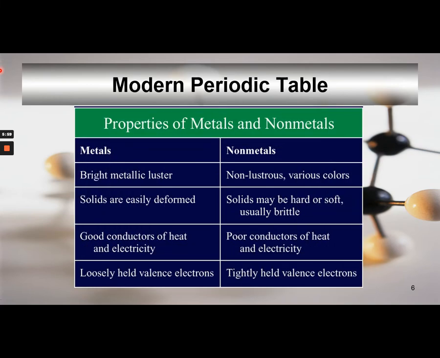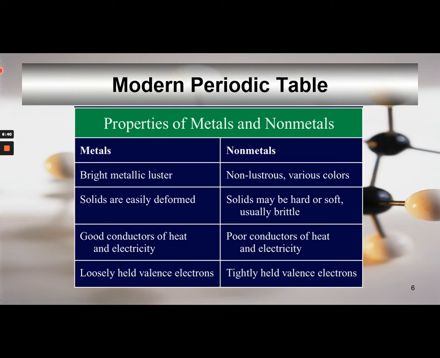So if we compare some of the properties of metals and nonmetals, we can say that in terms of their luster, metals are lustrous, meaning they're shiny, and nonmetals are non-lustrous, and they can have a variety of colors. And they tend to be solids for metals and easily formed or deformed, whereas nonmetals tend to be hard or soft, usually brittle. So for example, you're made of mostly nonmetals, except for a few exceptions like iron in your blood and chromium and that kind of thing. So notice you are very soft and can be brittle.